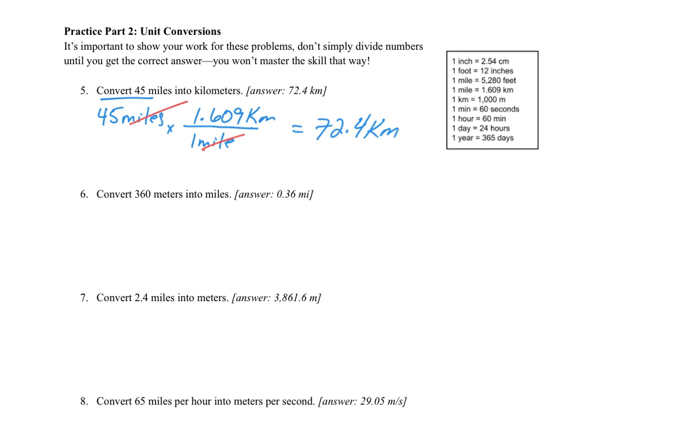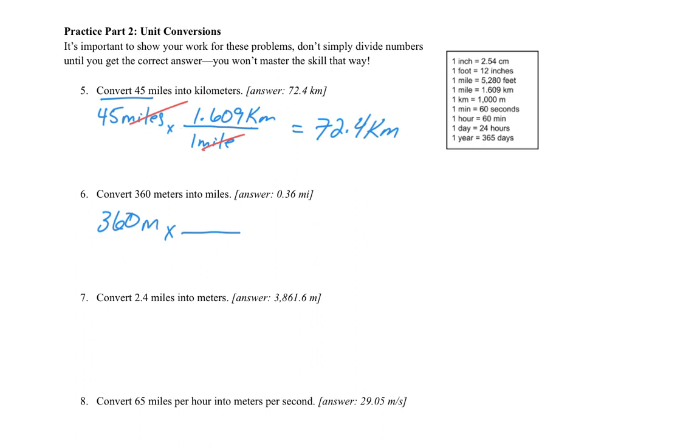Let's go ahead. You know what? Why not? Let's do another one, and let's go ahead and do problem 6 together. Let's convert 360 meters into miles. So I'm going to write 360 meters, and I want to go from meters to miles. But when I look over here, I have miles to kilometers, and I have kilometers to meters, but I don't have miles to meters. So this is going to be a 2-step problem.